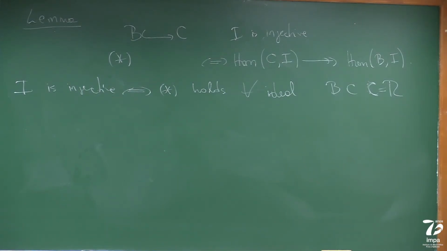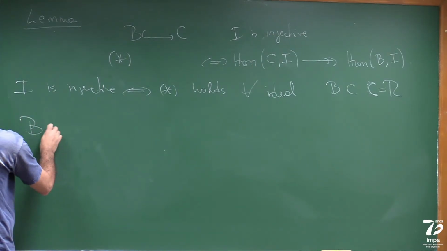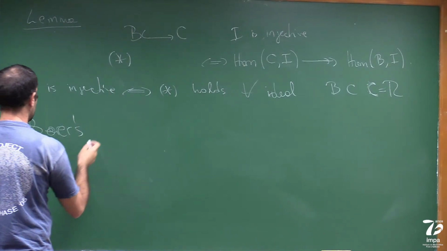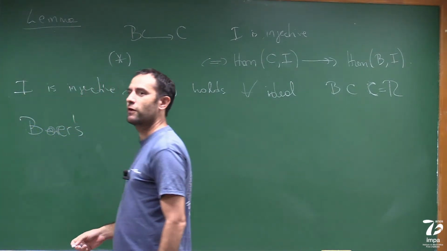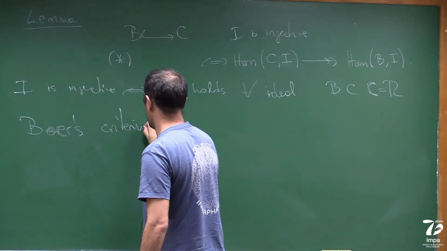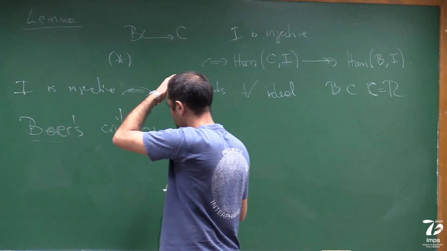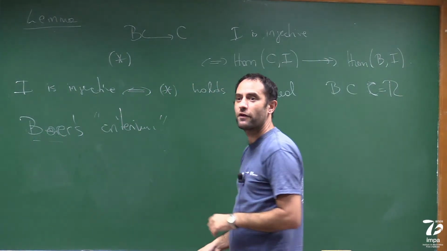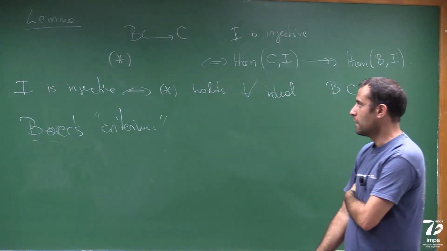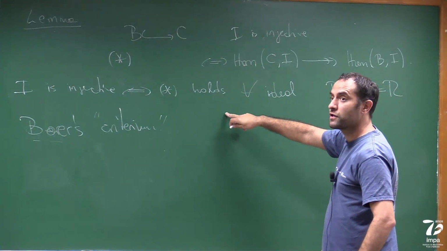I'm very bad with names. I suppose this is Baer's extension lemma, or Baer's criterion. It has a name, this lemma, but I'm very bad at remembering it. Okay, so let's prove this lemma. Of course, one direction is obvious.